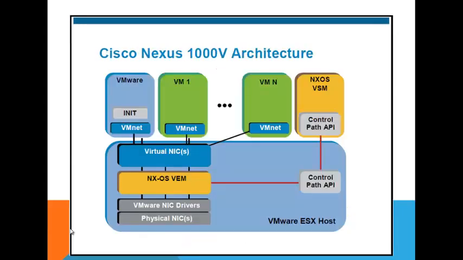Right, this is an outline architecture. We have VMs, from 1 to n number of VMs. And to control them, we have a VSM, Nexus OS. Controlling that, we have vNICs, and then we have vmNICs. This is all controlled by ESXi.